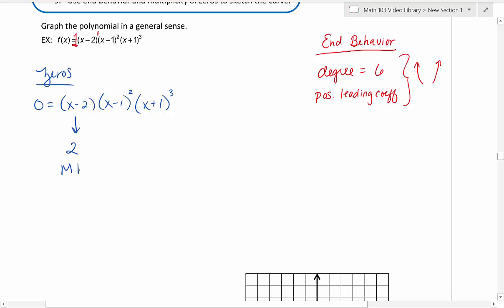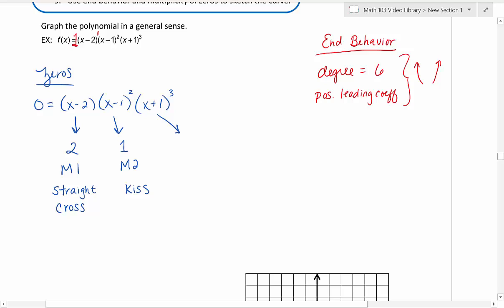So what does a graph do at the x-axis when we have a multiplicity of 1? Well, 1 is an odd number, so I know it's going to cross. And since that odd number is 1, we're going to straight cross at x equals 2. Moving on to our next factor of x minus 1. The zero is positive 1. It has a multiplicity of 2. That's an even number, so our graph is going to kiss the x-axis at x equals 1.